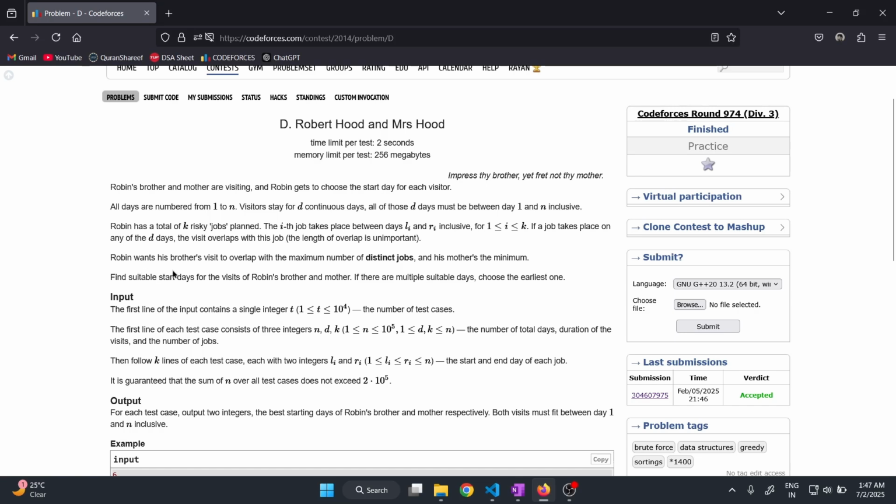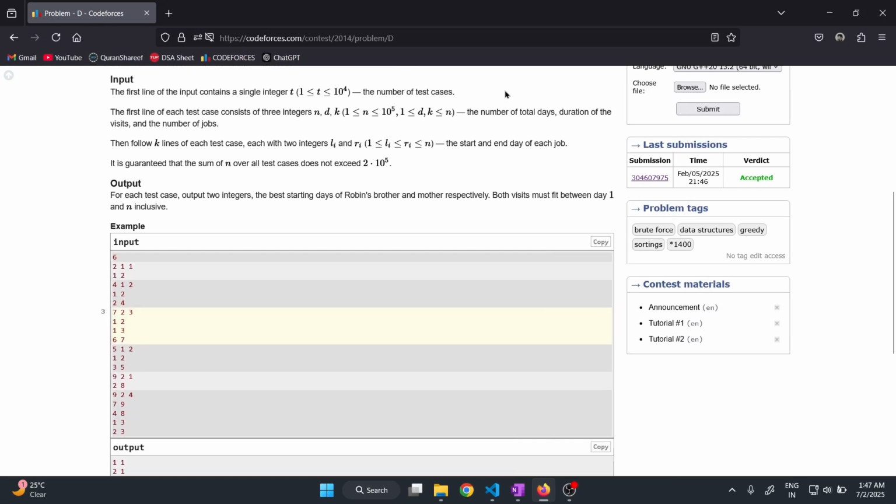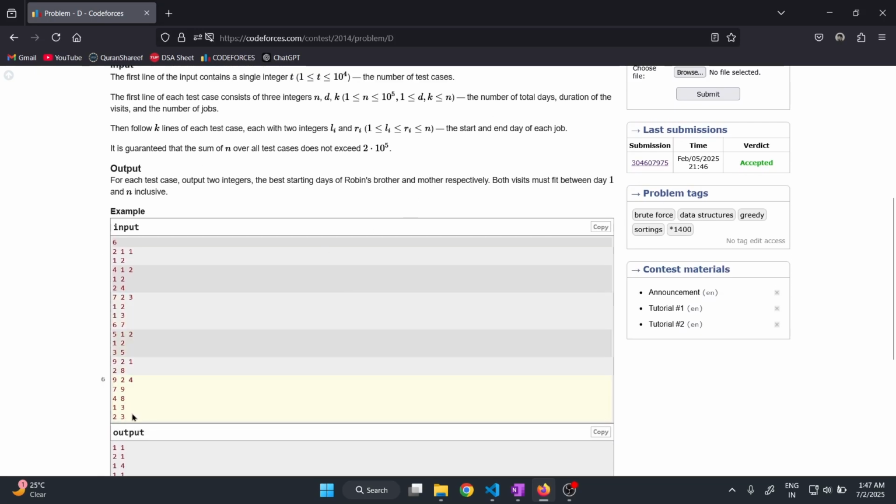And Robin wants his brother's visit to overlap with the maximum number of distinct jobs and his mother's the minimum. So we have to find out the suitable start days of visits for Robin's brother and mother. And if there are multiple answers, we have to choose the earliest one. Okay, so let me just explain this problem with the help of this test case.